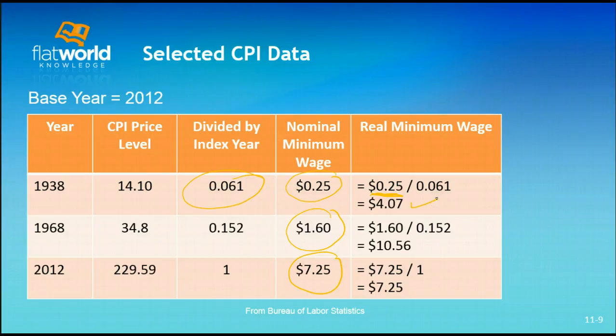If that same level had been applied right now in 2012, it would have been $4.07, which is lower than it is in 2012, right? It was $7.25 in 2012. It still is today. So that means compared to the actual real minimum wage, 1938 had a lower real minimum wage than 2012. However, we notice that $1.60 paid to an individual in 1968 is actually worth $10.56 in 2012, which means the minimum wage in real terms in 1968 was far higher than the minimum wage we see right now in 2012, which is $7.25.